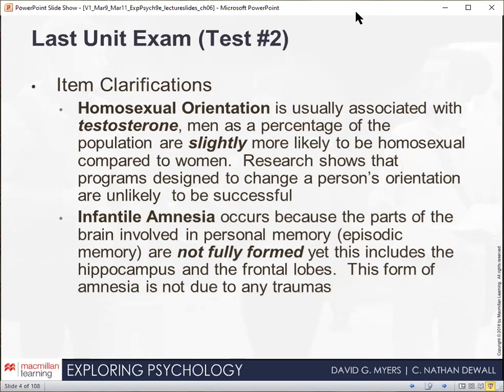Infantile amnesia occurs because parts of the brain involved in personal memory, also referred to as episodic memory, and we'll talk more about that in a future chapter, in this particular unit actually, are not fully developed yet. They're not fully formed yet. This includes the structures that we've talked about before, the hippocampus, as well as the frontal lobes. So this is one of the reasons that we have infantile amnesia.